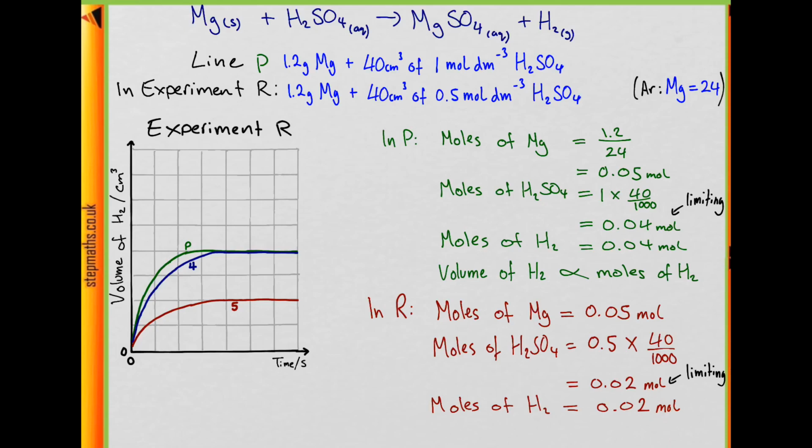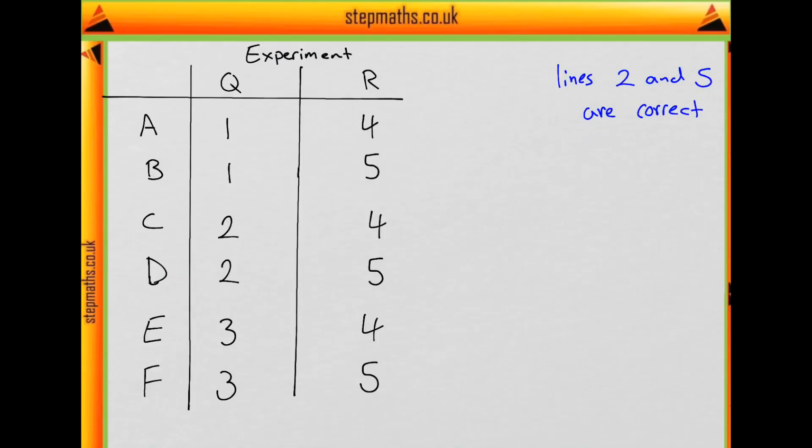So when we compare P and R, we can see that we've halved the moles of hydrogen. That means we've halved the volume of hydrogen produced in experiment R. So we can see from the graph that the correct line is 5. So we have that lines 2 and 5 are correct. So our answer here is D.